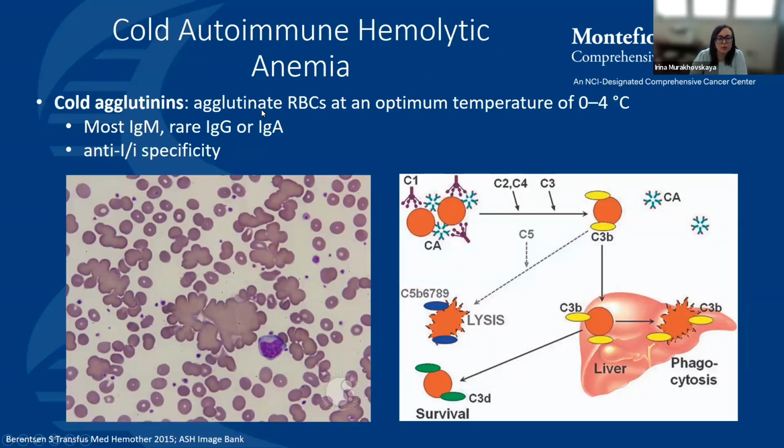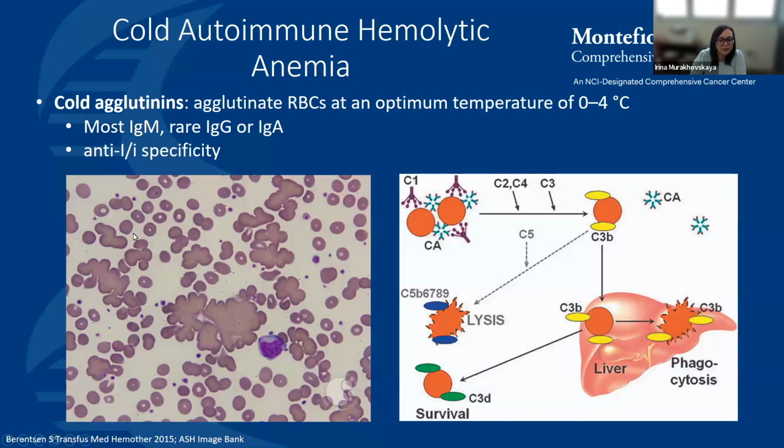Cold autoimmune hemolytic anemia is caused by cold agglutinins, which are antibodies that agglutinate red blood cells at an optimum temperature of 4 degrees centigrade. In most cases, those are IgM antibodies, although rarely they can be IgG or IgA. They have specificity against carbohydrate antigens on the red cell surface, which are the I-class antigens.